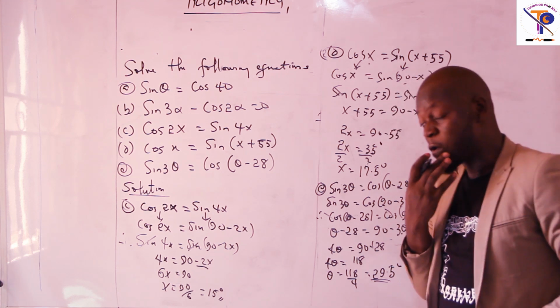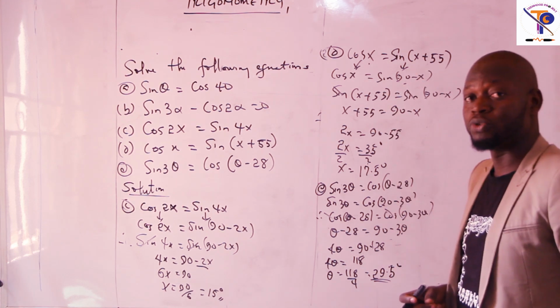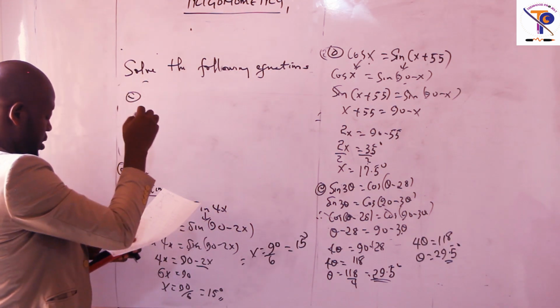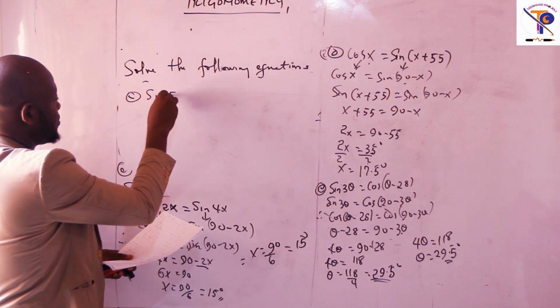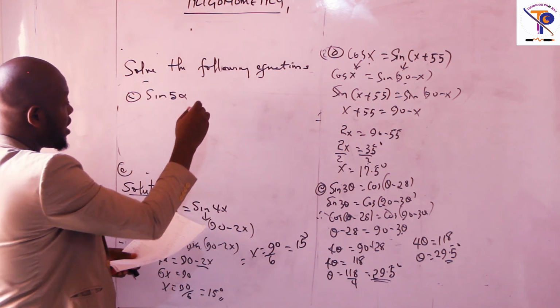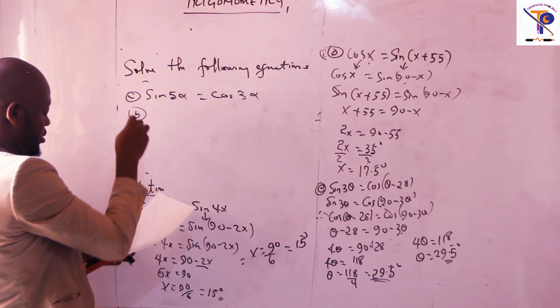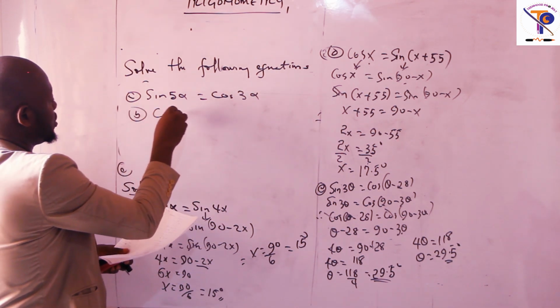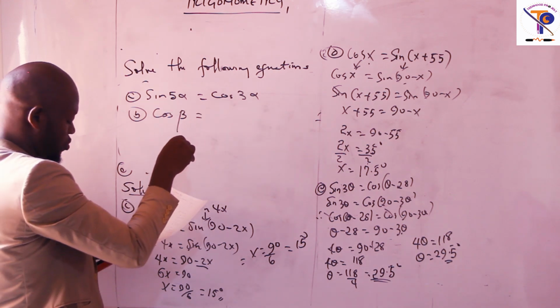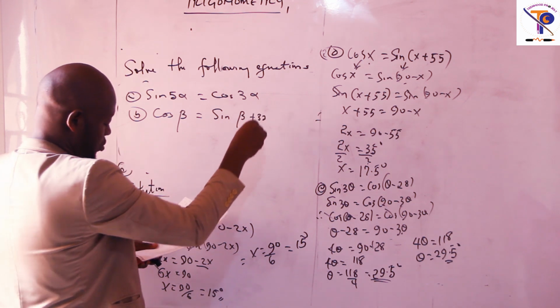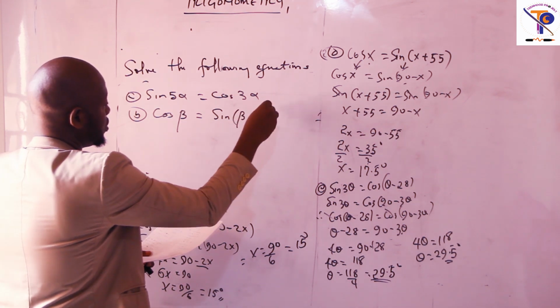I hope you found this interesting. You will try these ones. A: sine 5 alpha is equal to cos 3 alpha. B: cos beta is equal to sine beta plus 32 degrees.